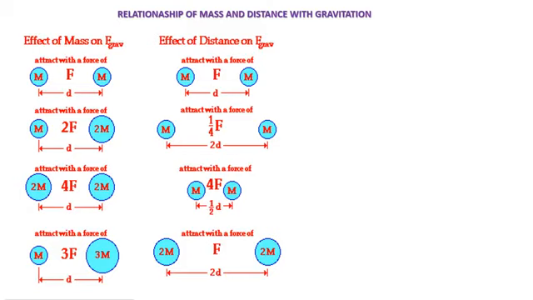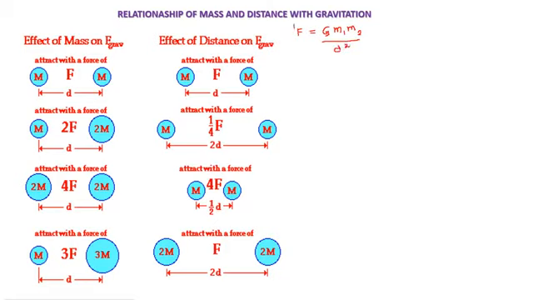Let's see, children, the relationship of mass and distance with gravitation. So let me select a pen over here, right? Let's take the first case. We know that the gravitational force is equal to capital G, the mass of one object multiplied by the mass of the other object, that is the product of the masses of the two objects, divided by the square of the distance between them.